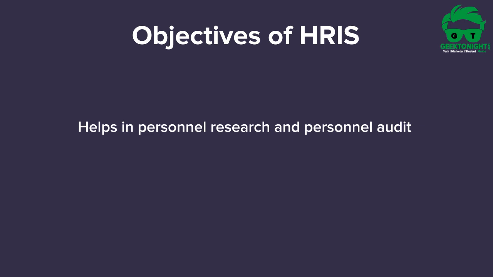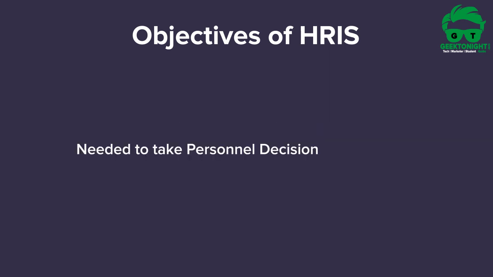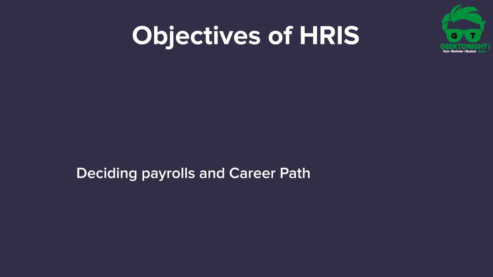Next one, needed to take personnel decision. HRIS also helps in making personnel decisions. HRIS helps the management in forecasting the demand and supply for manpower in the organization. It also helps in taking decisions like recruitment, selection, placement, training needs, and promotions, etc. of an employee.